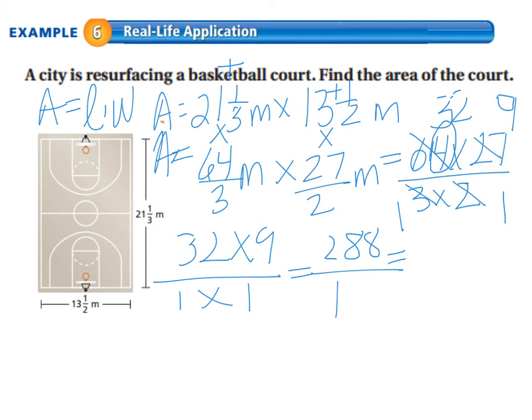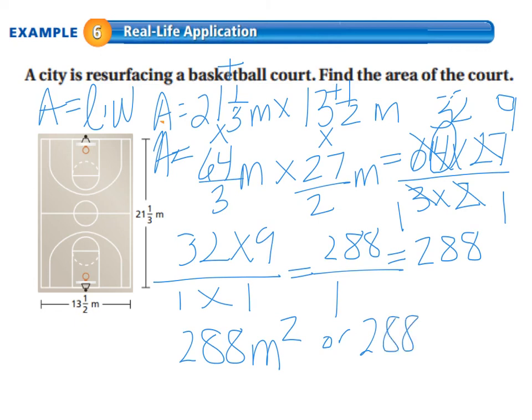Thinking back to what we know about fractions, any number over 1, where the denominator is 1, just gives us that numerator of 288. And thinking back again to area, we know that when we multiply meters times meters, we get meters squared. You can write that in one of two ways. You can write it 288 meters squared, or you could write 288 square meters.